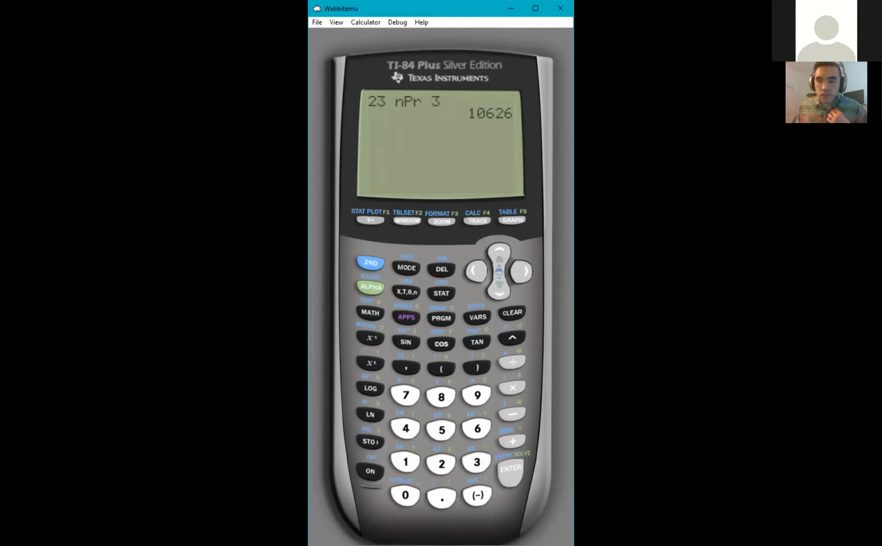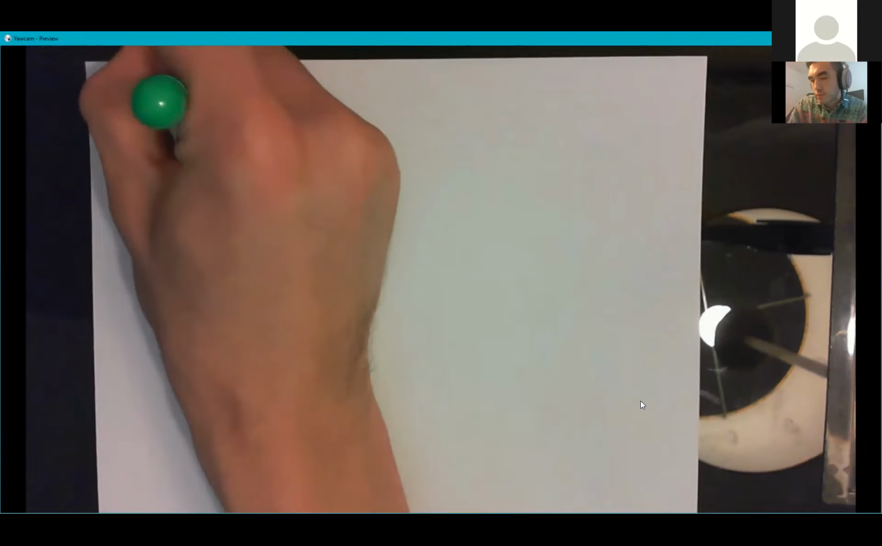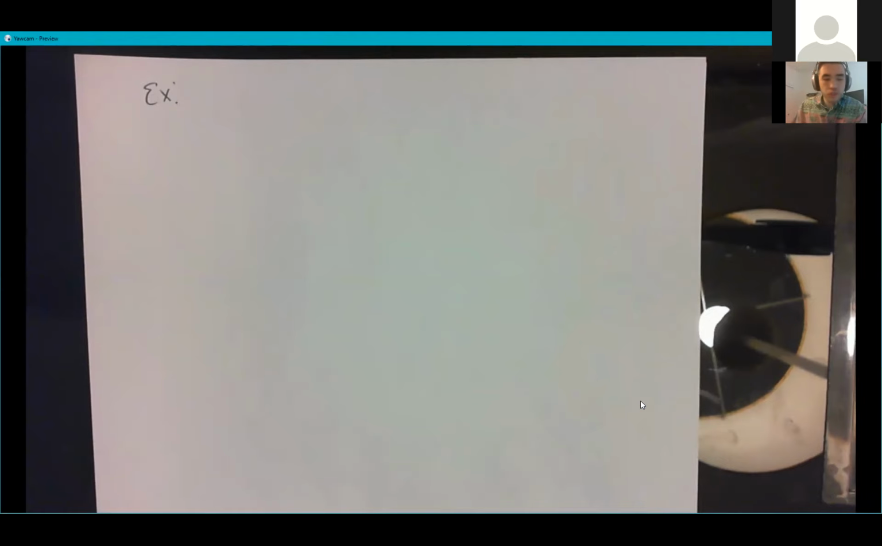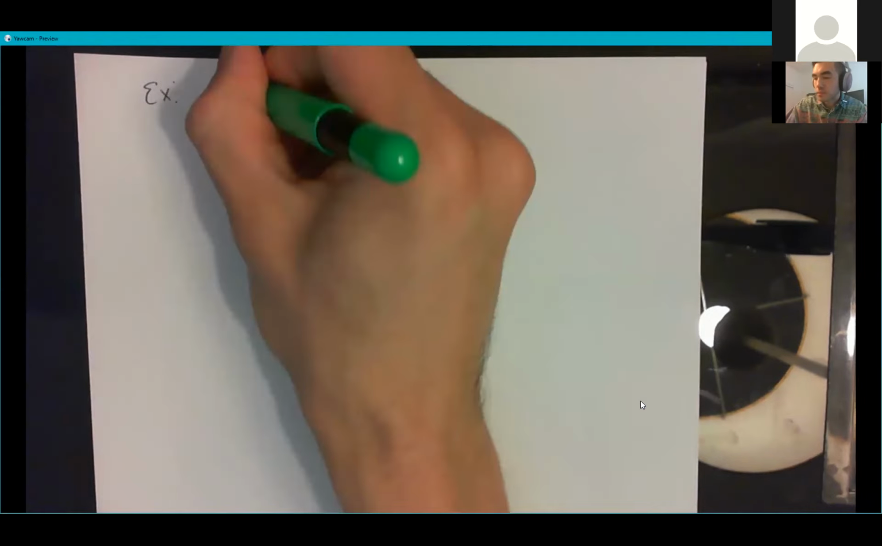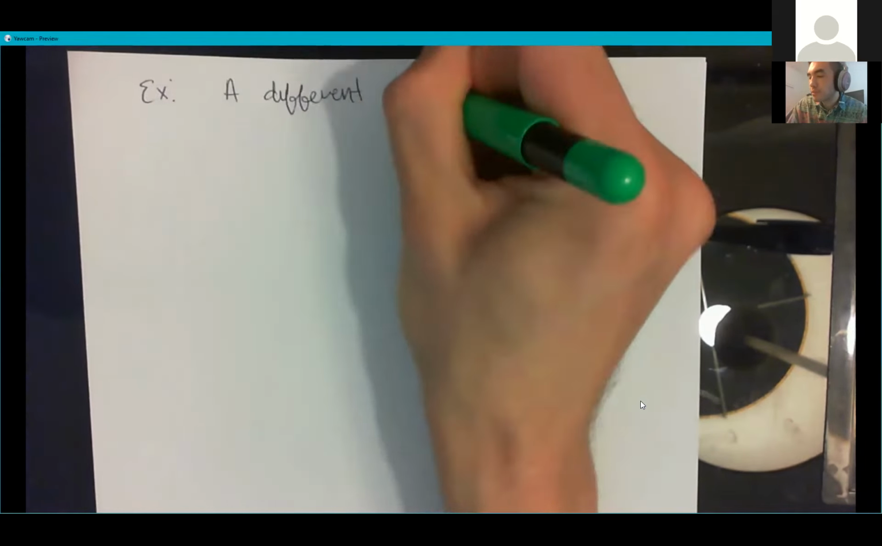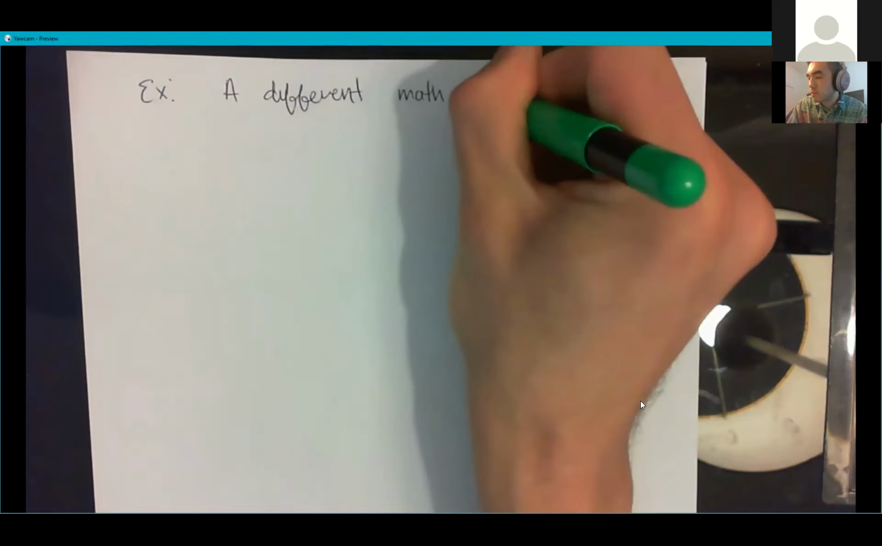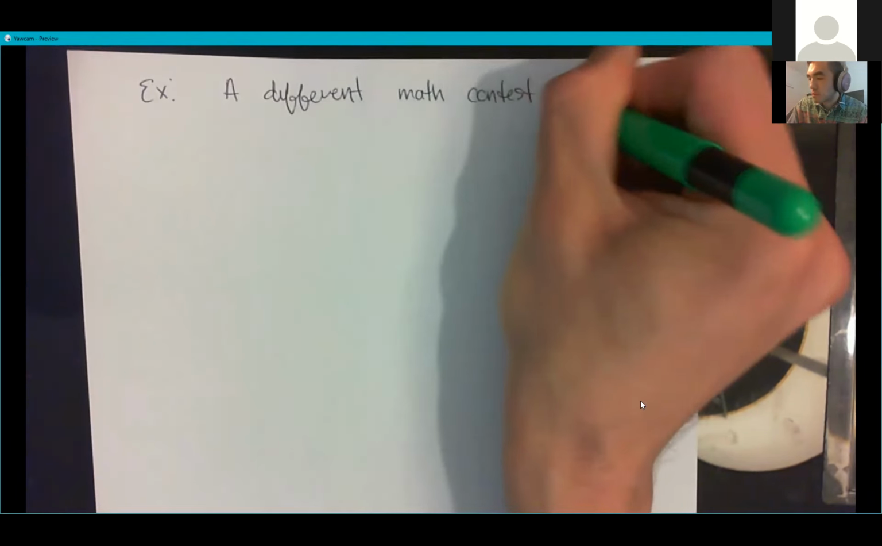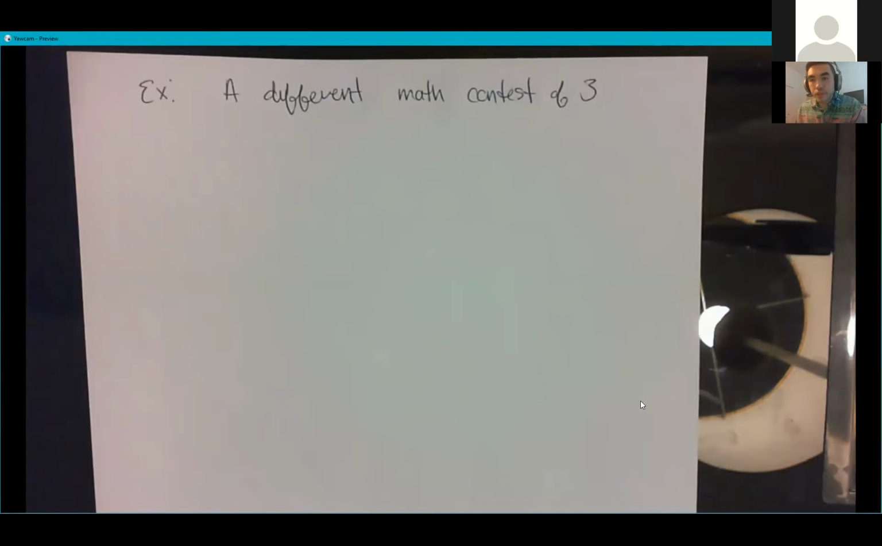And now to take this example kind of to its next level, let's go ahead and change the rules of the competition. So for example 2 here, we are still talking about a math competition. However, in this second set, we consider a different math competition. However, in this second math competition, the teams do not have defined roles.